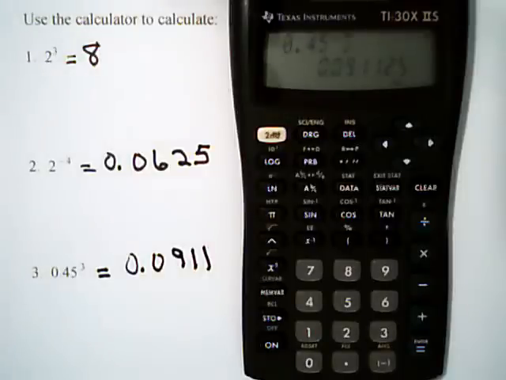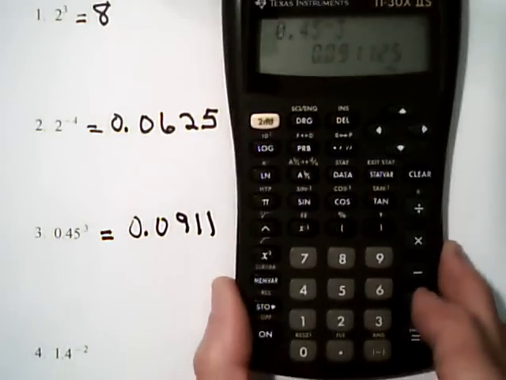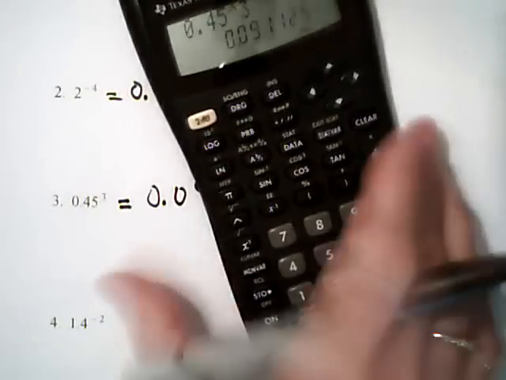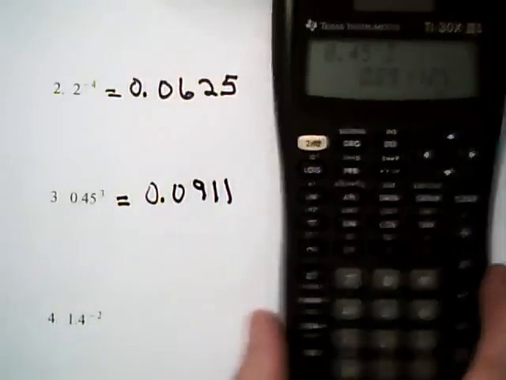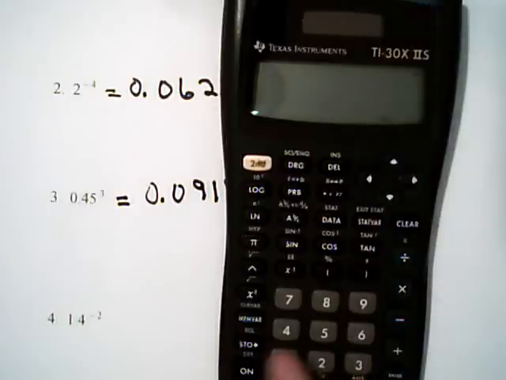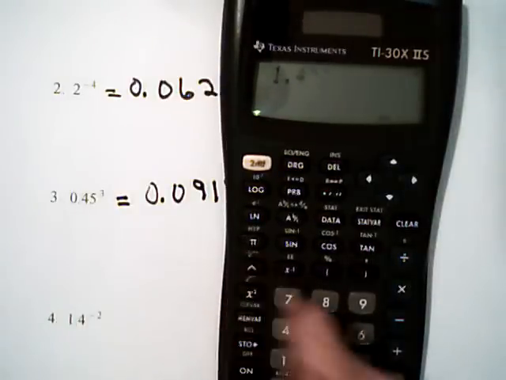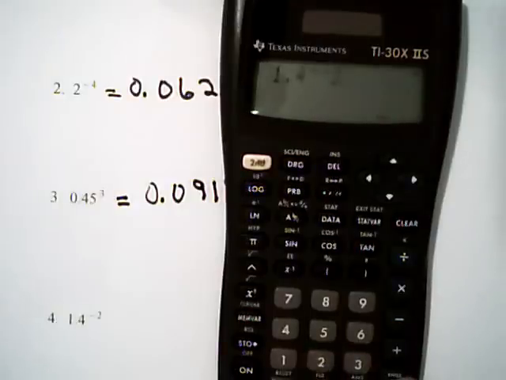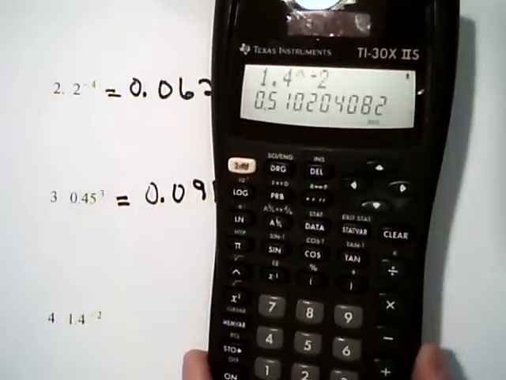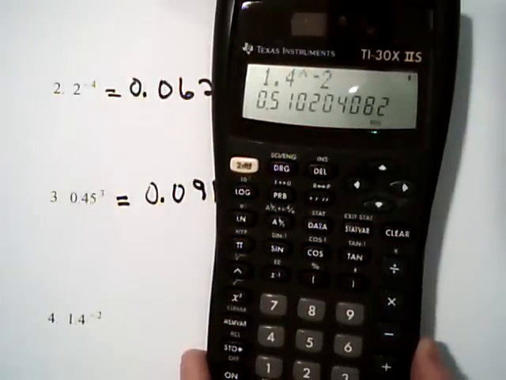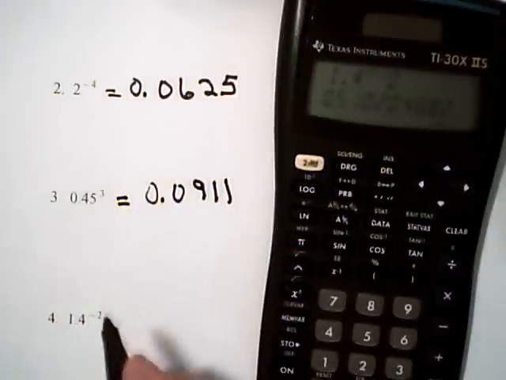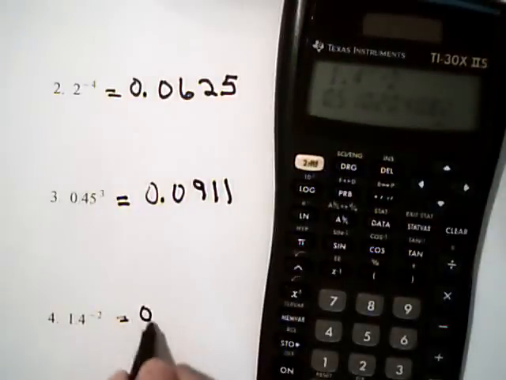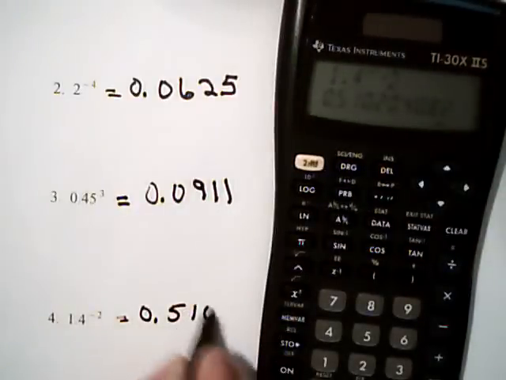In example number 4, you see that your problem is 1.4 raised to the negative 2 power, and this comes out to be 0.5102 followed by 0, so of course that doesn't change anything. So 0.5102.